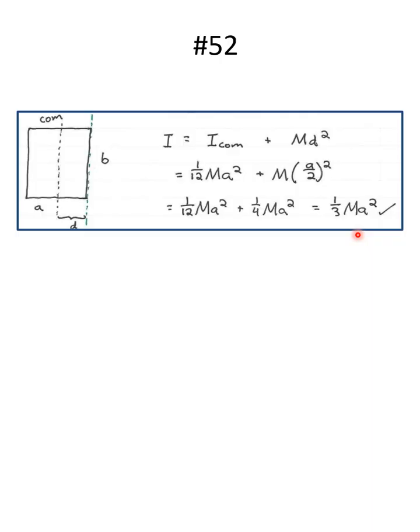And it's actually similar to a rod. So imagine that if we take B and we squish it down very short, because B isn't relevant here, it becomes a rod rotating about its endpoint, which would be 1/3 mass times length squared.